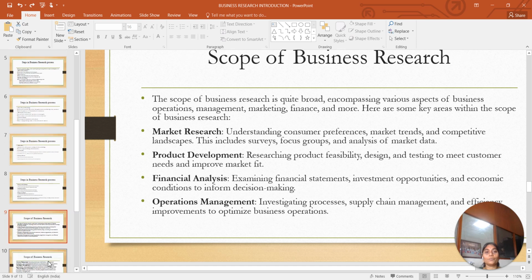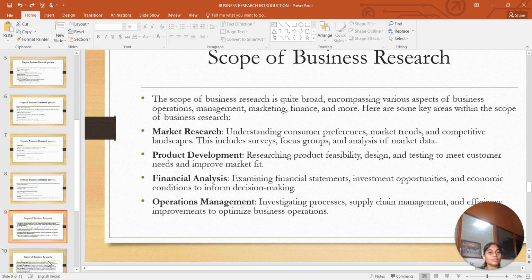And what is the scope of the business? Business scope is quite broad, encompassing various aspects of business operations, management, finance, marketing, and more. And what are the key areas we have to identify here? The key areas in identifying the scope of business research.